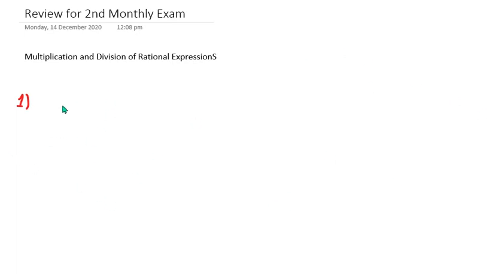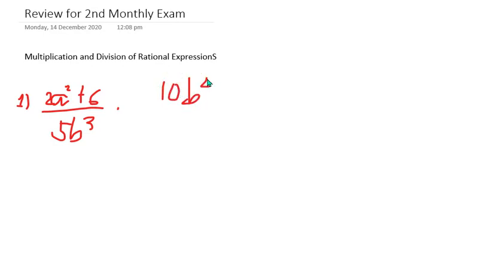So example, we have (2a squared plus 6) over 5b cubed, times 10b to the fourth over (3a squared plus 9).